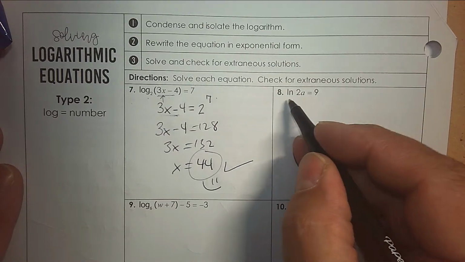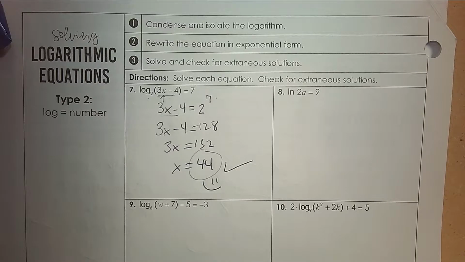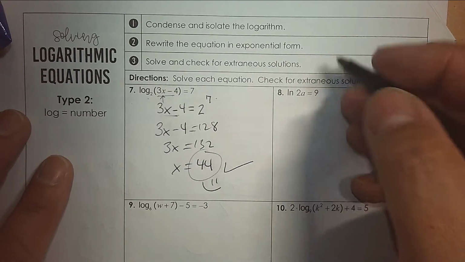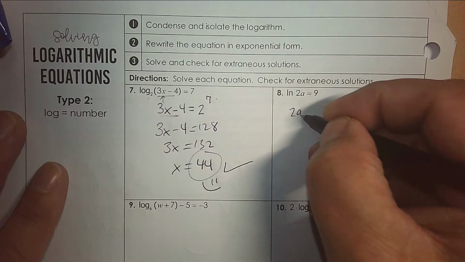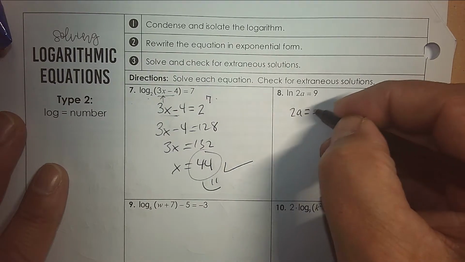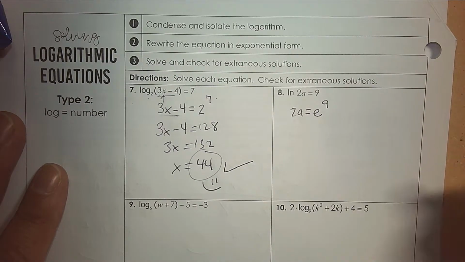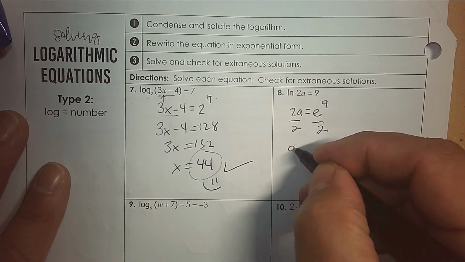Again, ln 2a equals 9. In order to solve this, I need to write it exponentially. Are you with me, Amelia? So what's inside the logarithm? 2a. What's the base that you don't see? To what exponent? And then to get a by itself, what would you do? Divide.